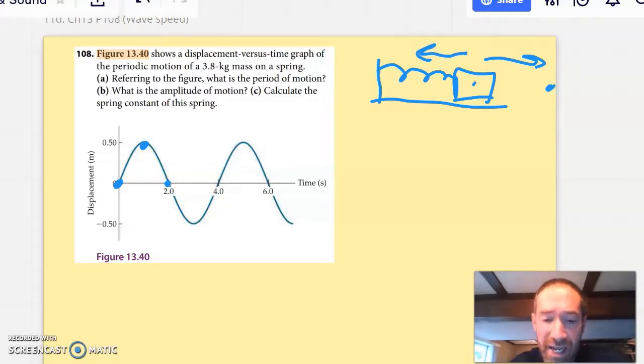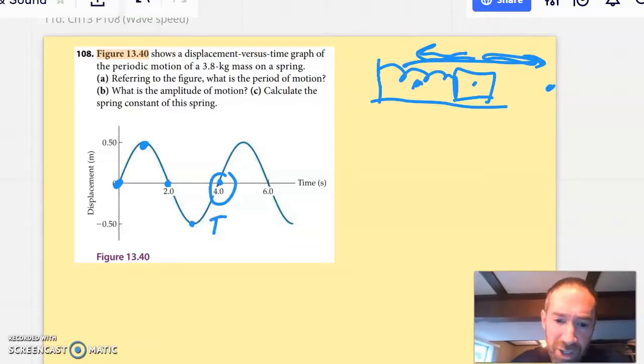And then in another quarter of a period, it was over at this maximum negative amplitude. And then in another quarter of a period, it was back at the center. And so in one vibration, over and back and over and back, it took 4 seconds for that to happen. So the period of the motion here is 4 seconds.